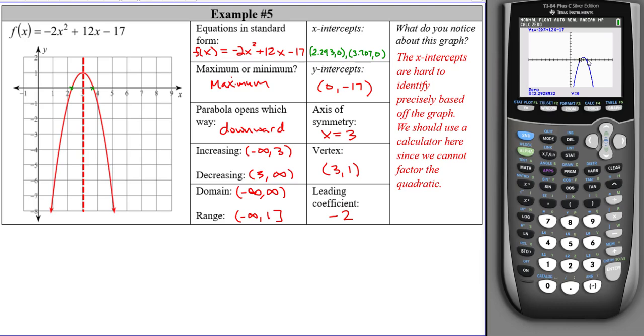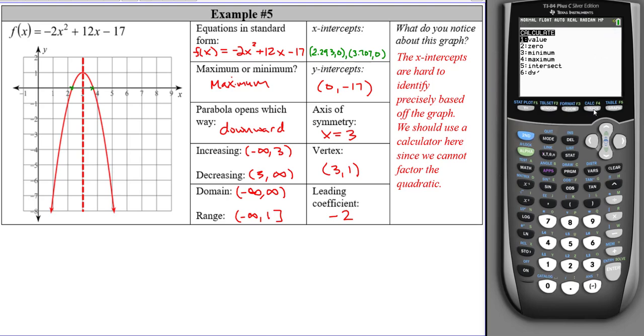Okay, and we could do the same thing for the right. If we want to calculate the other x-intercept, we would go to our zero. Remember, we want to be to the left of that point, so I would start right here. Then I need to go to the right of that point and hit enter, and then hit enter a third time, and it's going to snap there, and we got 3.707. So these zeros are what's going to help you calculate and get that precise x-intercept.